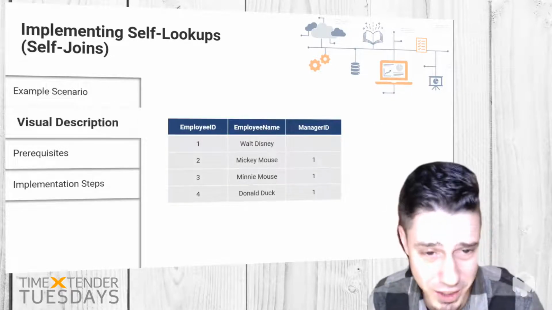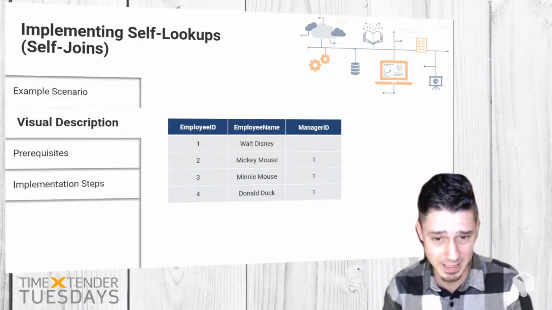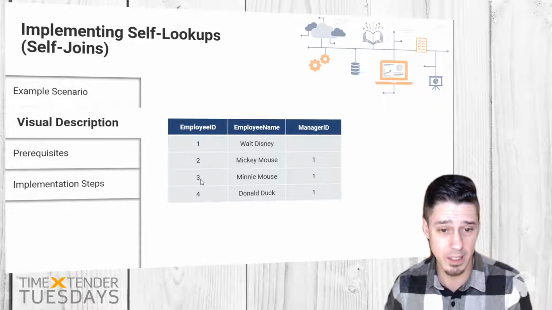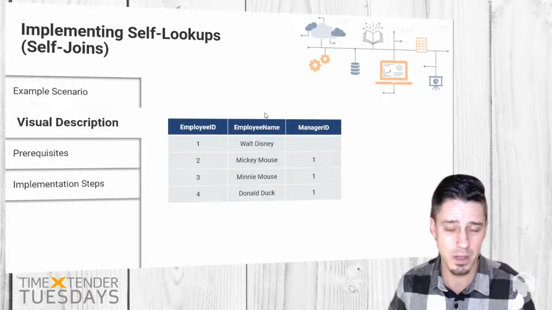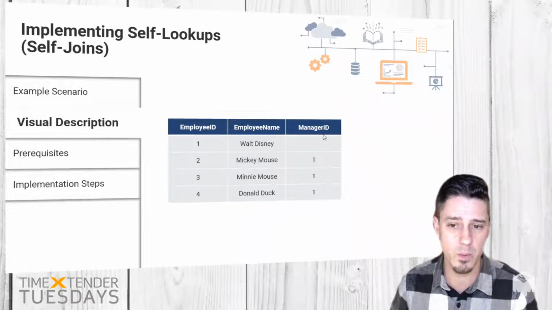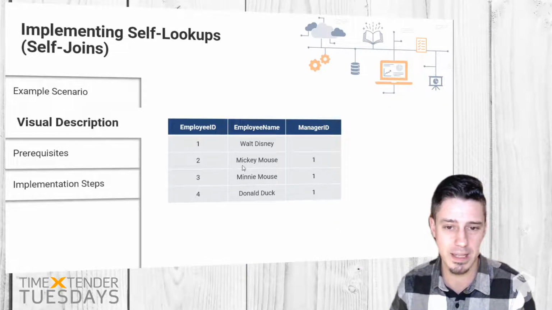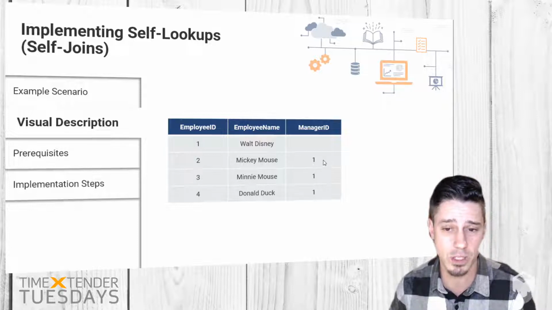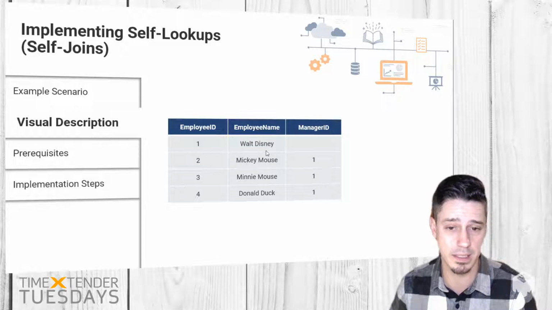So we have an organization here. I guess you may be able to guess the name of this organization. We have employee IDs here on the left, an employee name column here in the middle, and then we have a manager ID. We can see that these employees, Mickey Mouse, Minnie Mouse, and Donald Duck, have a manager ID of number 1. So this is actually looking back to the employee ID of 1 right here. So we know that the manager of these 3 individuals is this individual right here, Walt Disney.